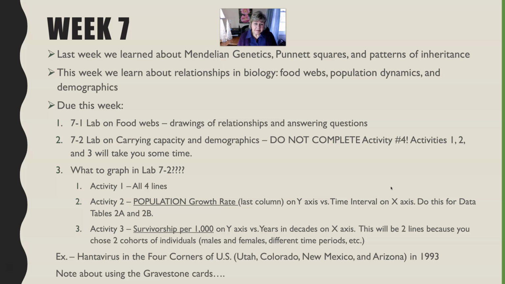Population dynamics. How do populations exist? What happens when you increase the birth rate? What happens when you increase the death rate? How does the population sustain itself over a period of time? What's the carrying capacity of an environment? And that means how many individuals of a species will that environment sustain?